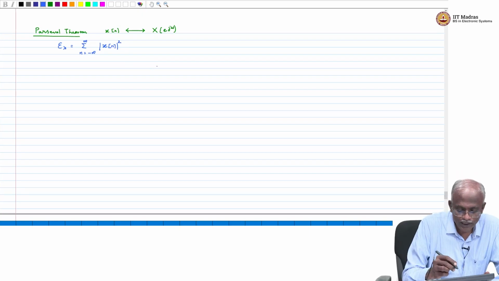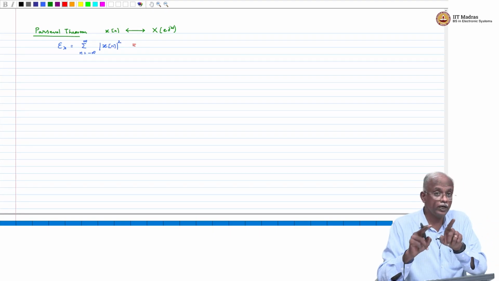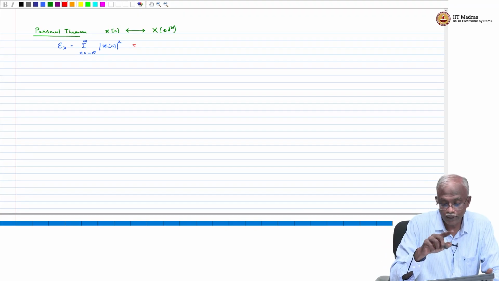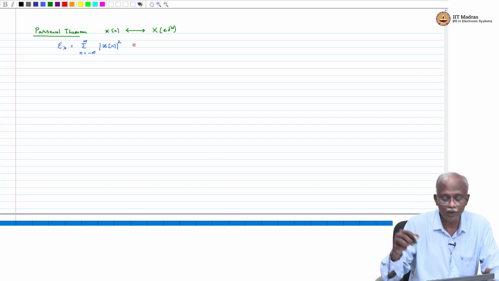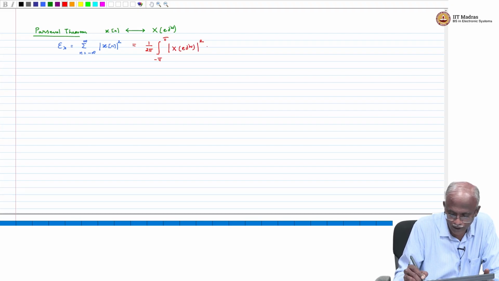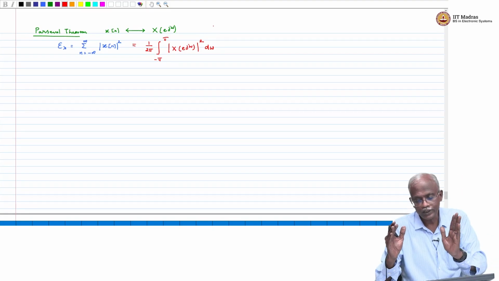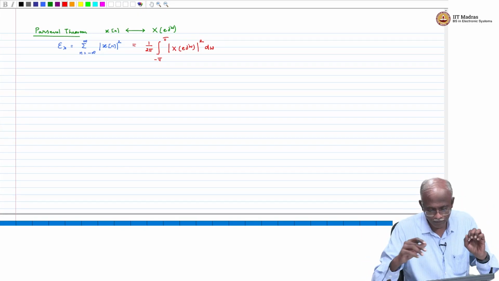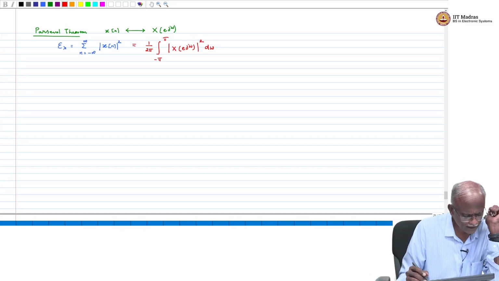Now, Parseval's theorem says that you can compute the energy not only in the time domain, but you can also compute it in the frequency domain. In the frequency domain, remember the discrete time Fourier transform is a periodic signal. So, you do the energy computation over one period, 1 over 2π, integral from minus π to π of magnitude X(e^{jω}) whole squared dω. The discrete time Fourier transform magnitude squared integrated over minus π to π is going to give us the result that we are interested in.